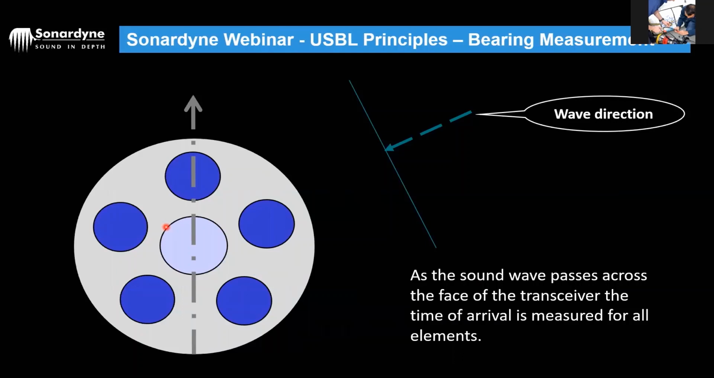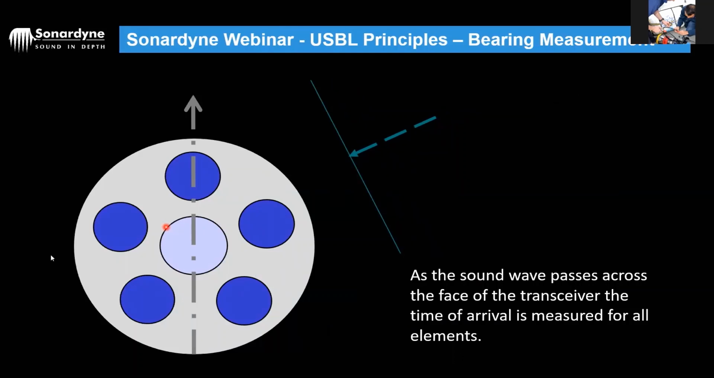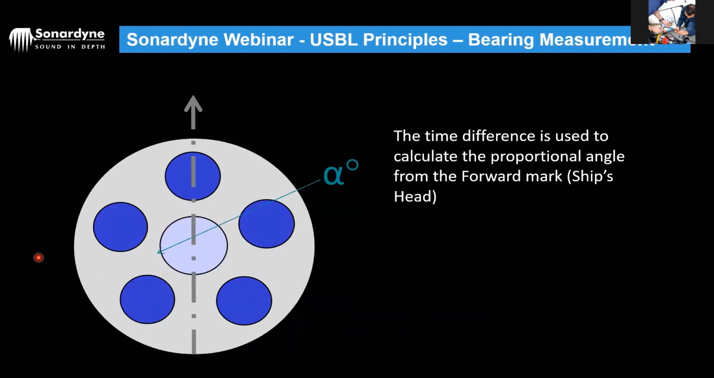And as a sound wave travels across the face of the transceiver, we can measure the time of arrival of that signal at each of the elements. Blink and you miss it. So again, I'll just run that again. As it's coming across, we can see that different elements are activated at different times. So by measuring the time of arrival, the difference in time is basically proportional to the angle of approach. That should be fairly straightforward. Is everyone happy with that in terms of the range and the bearing measurement? Good stuff.